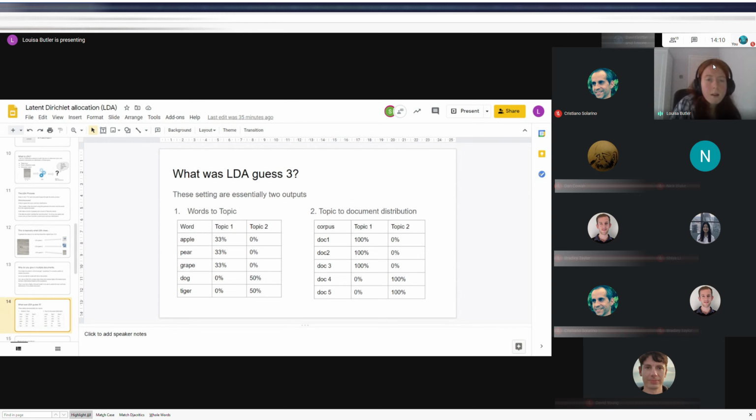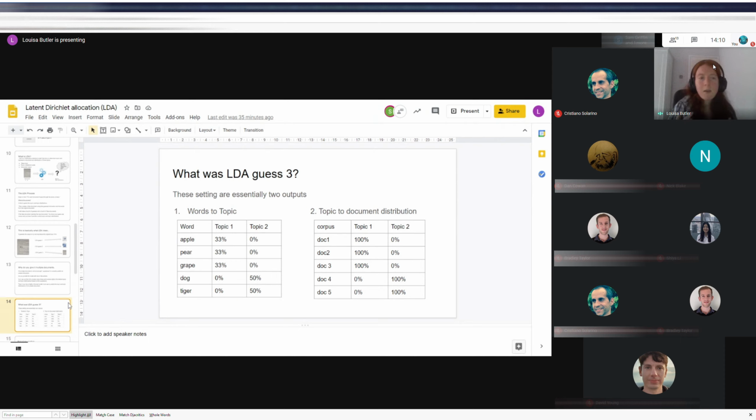Your word to topic output is essentially just saying apple, pear, grape is in topic 1, dog, tiger is in topic 2. And then when you feed it your corpus or your documents, it will be able to go, oh, I've read document 1. I know these words go into these topics, so I can determine that document 1 is 100% about topic 1.